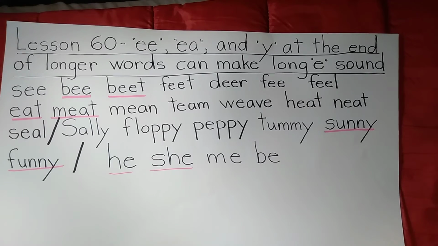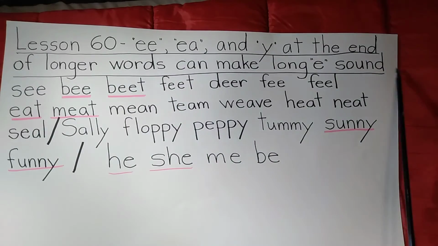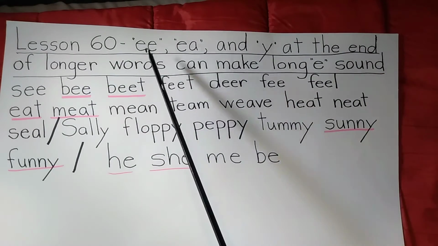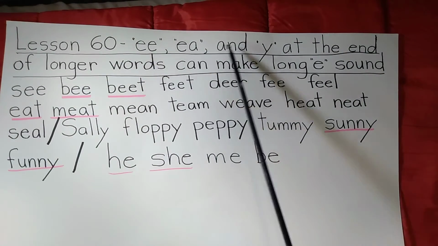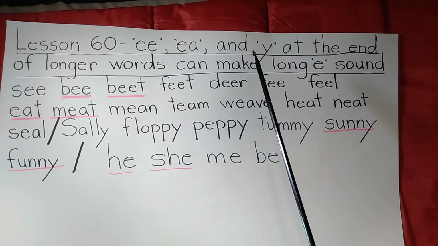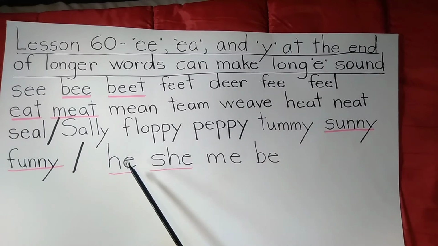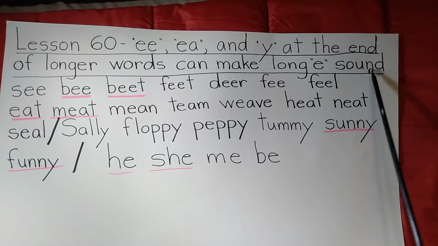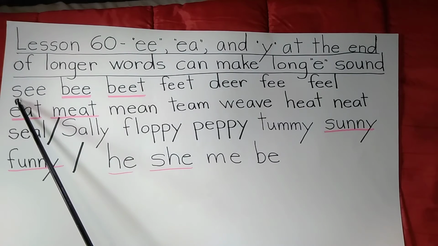Now, our lesson of the day is 4 ways to say the long E sound. And if you are reading the top here, I have EE and EA combinations, Y at the end of a longer word, but I don't have the E at the end of a very, very short word listed up here. I neglected to put that in. But here are the words.